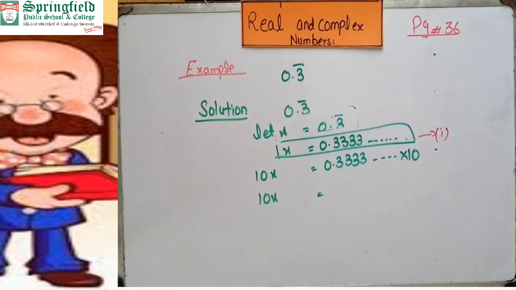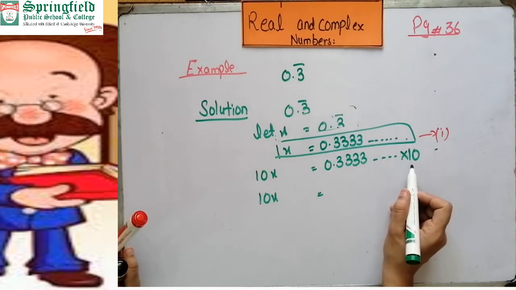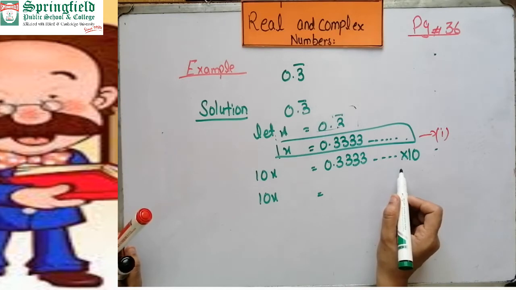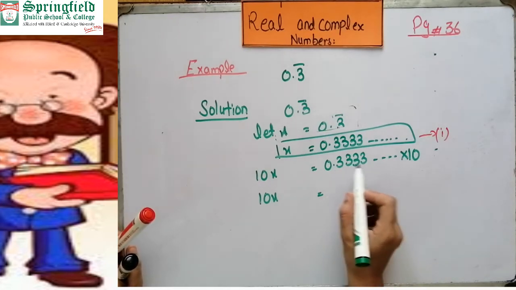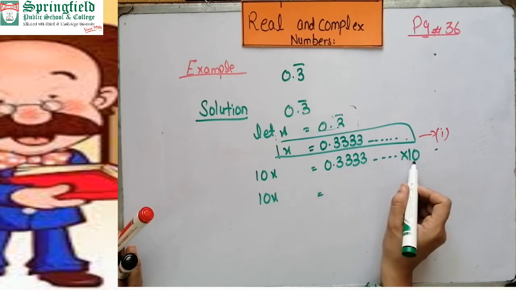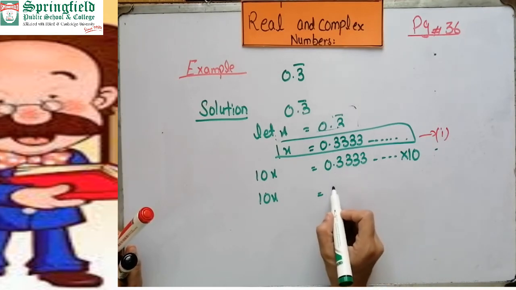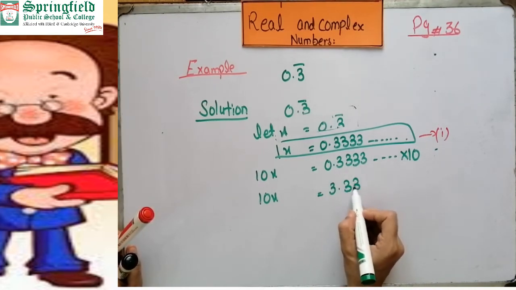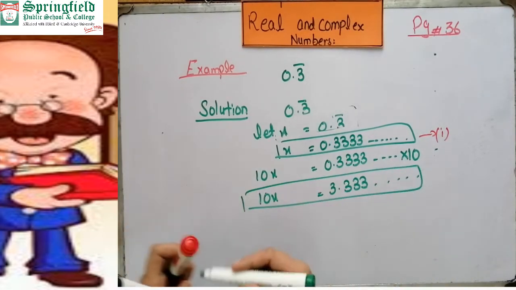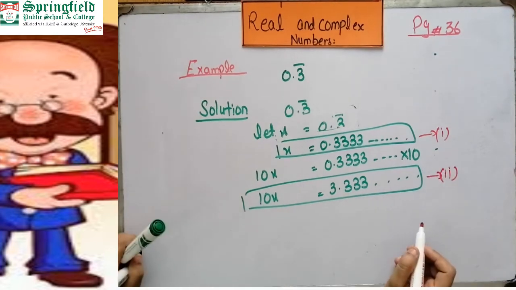Now 10x. When we multiply this number by 10, what will be the answer? As we know, when a decimal number is multiplied by 10, 100 or 1000, the point will shift to the right side. This side is called the right side and this one is the left side. 10 has how many zeros? Just one 0. So the point will shift 1 digit, and it will become 3.333 and so on. This is equation number 2.